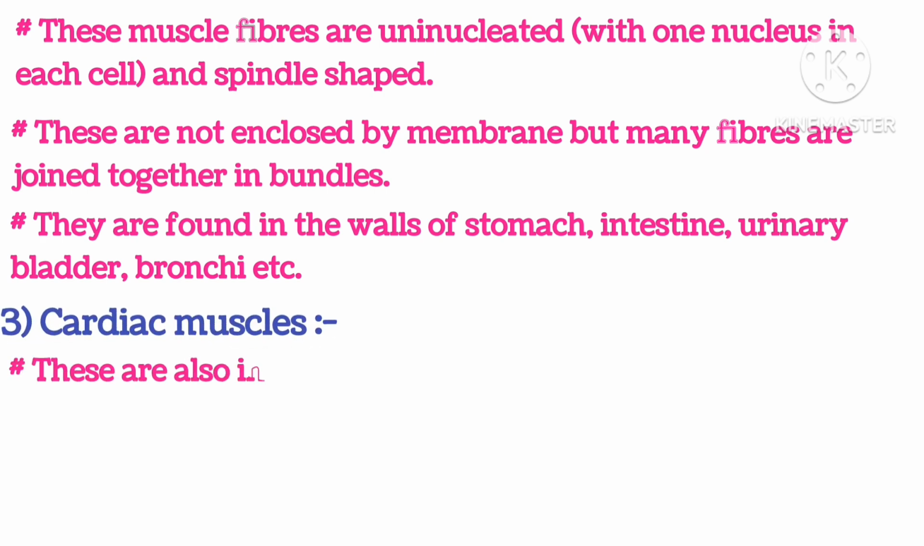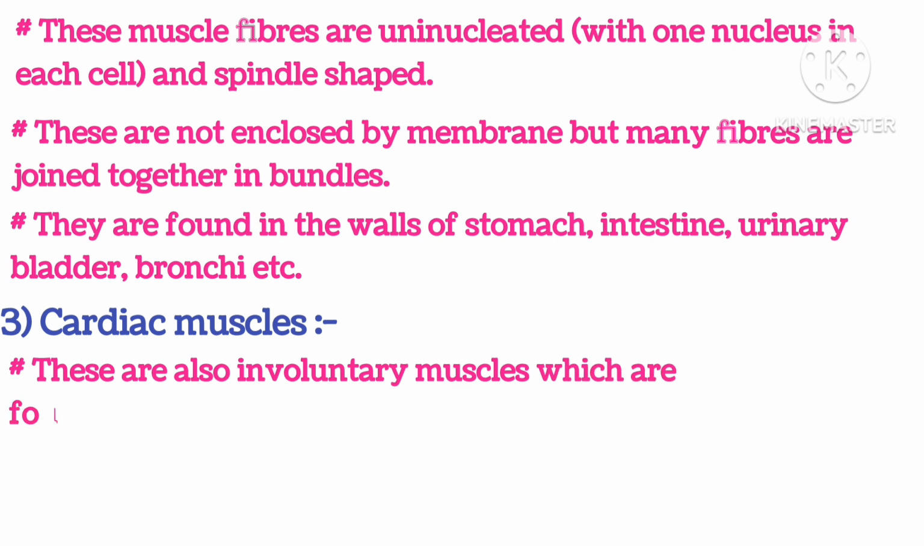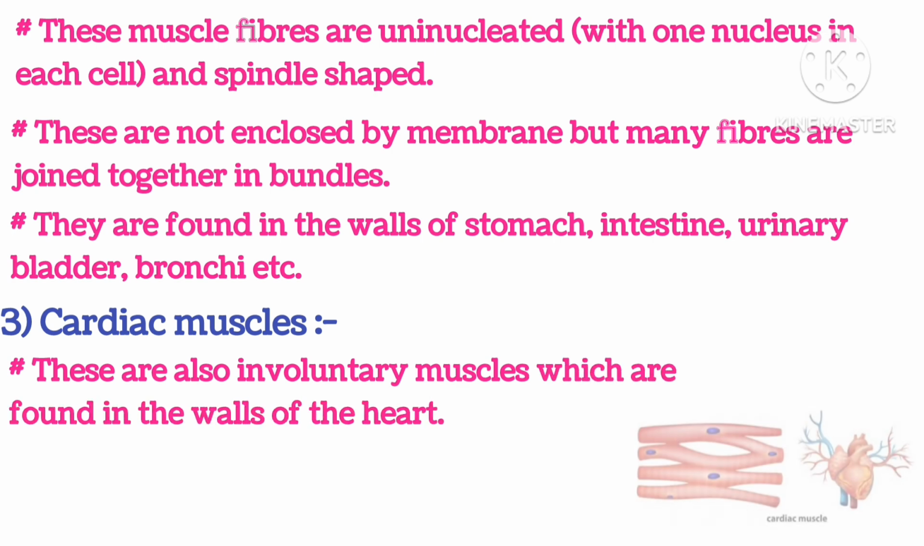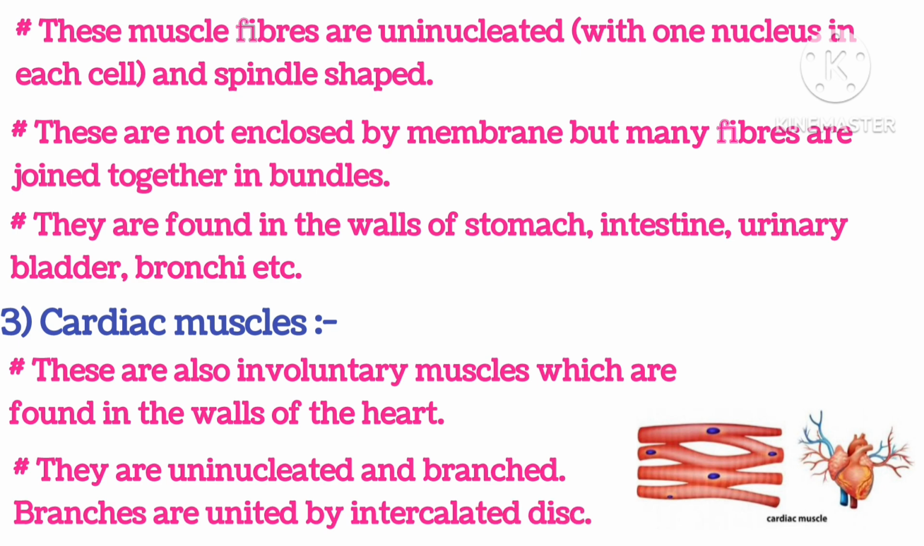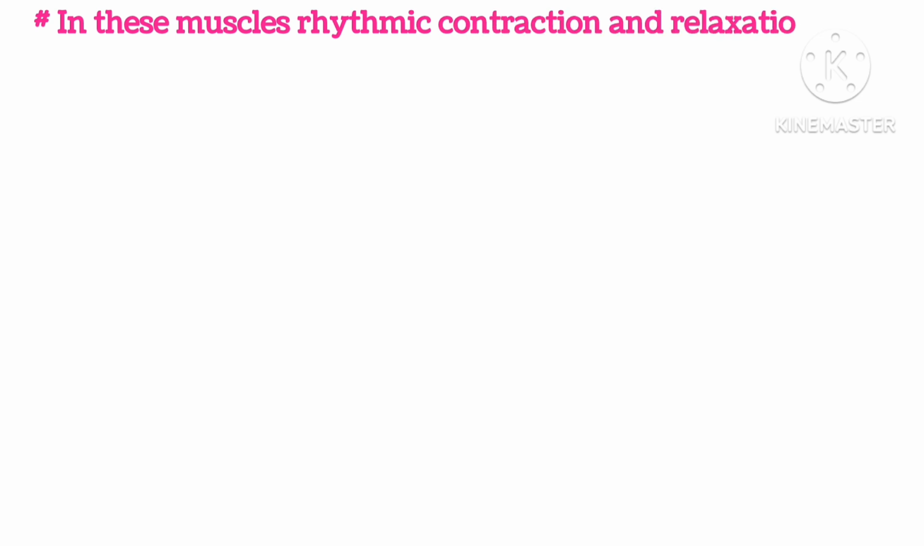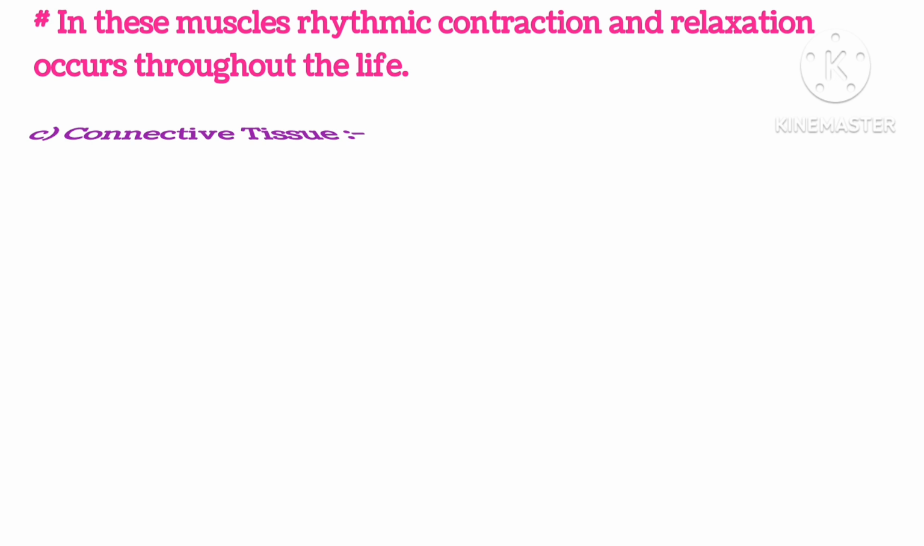Third is cardiac muscles. These are also involuntary muscles which are found in the walls of the heart. They are uninucleated and branched. Branches are unified by intercalated discs. In these muscles, rhythmic contraction and relaxation occurs throughout life.